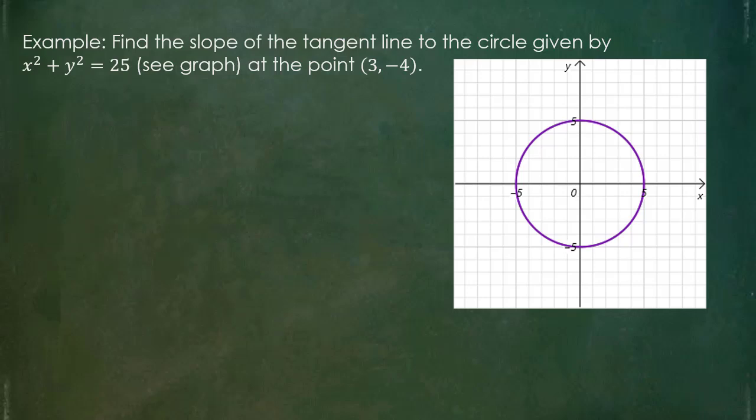What this wants us to do is find the slope of a tangent line to the circle at a specific point, 3, negative 4. So if we get a little visual for where that point is, if I go over to the right 3 and then down 4, it's really saying let's find the equation of the line that would be tangent to that circle right there. So how do I come up with the derivative?